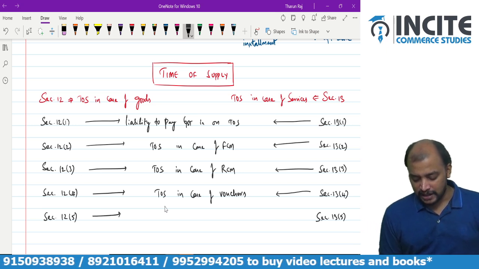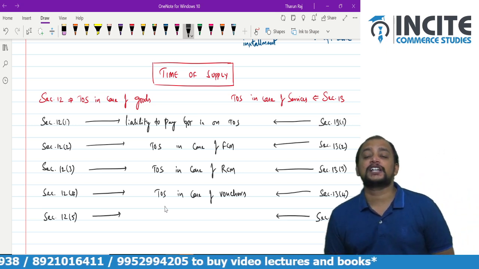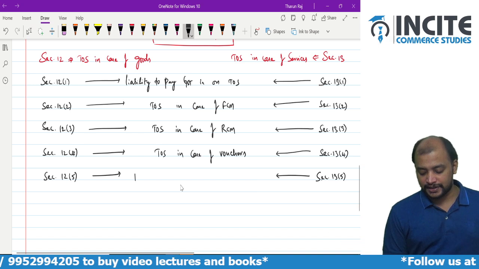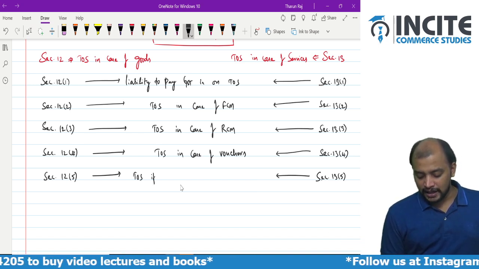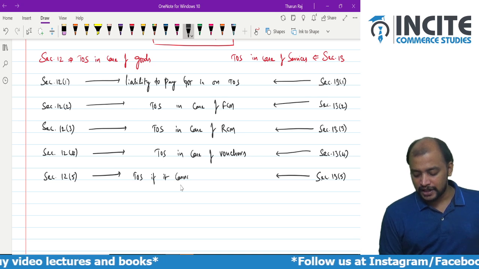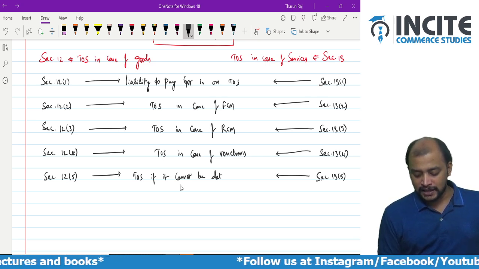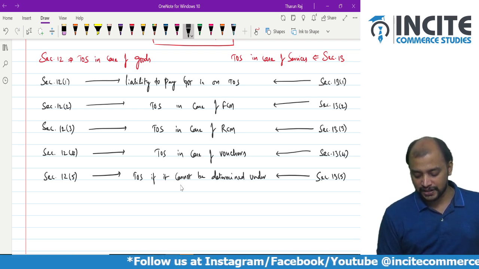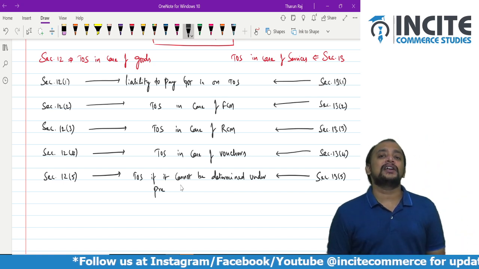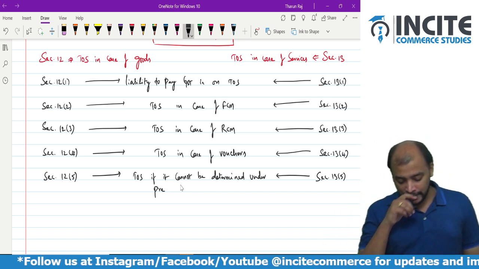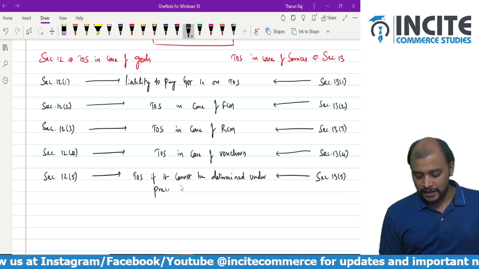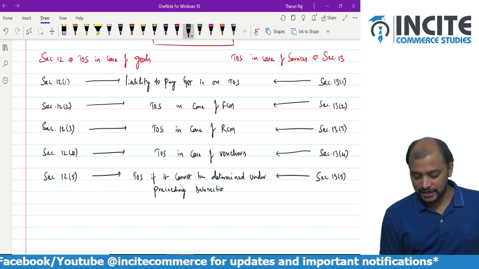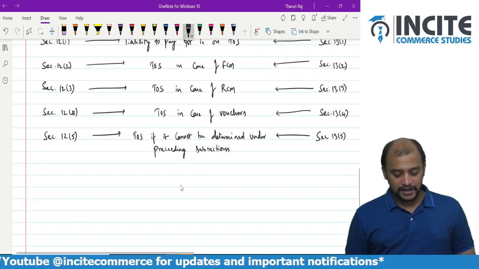Time of supply in case TOS cannot be determined as per preceding subsections. If the time of supply cannot be determined under the preceding subsections, when it is not possible, when the invoices are not properly maintained, then it is subsection 5. Then subsection 6.